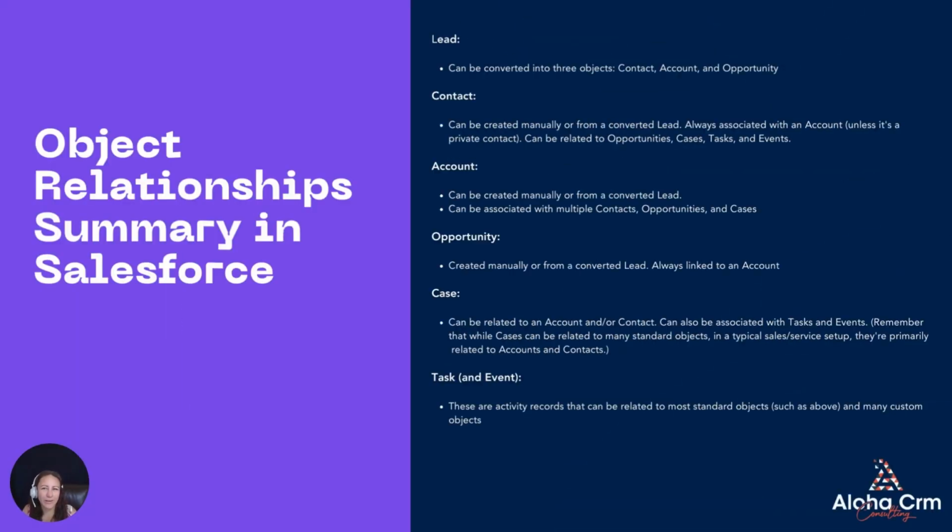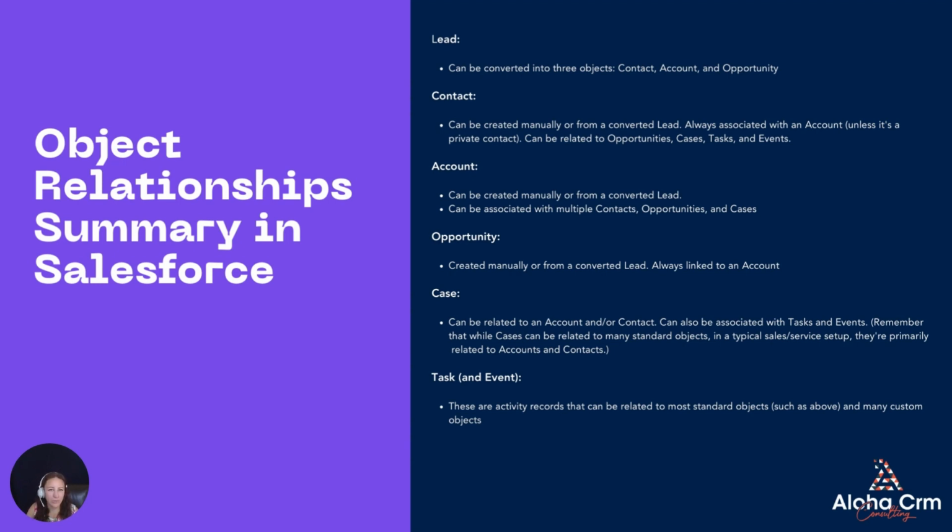In this slide, we are going to summarize the relationships that we went over among the different standard objects in Salesforce to give you a clearer picture of how they interact with each other. To start off with the lead at the top, it can be converted into three objects: the contact, account, and opportunity. Next up is the contact. The contact can be created manually or from a converted lead, and it is always associated with an account unless it's a private contact, but it can be related to opportunities, cases, tasks, and events.